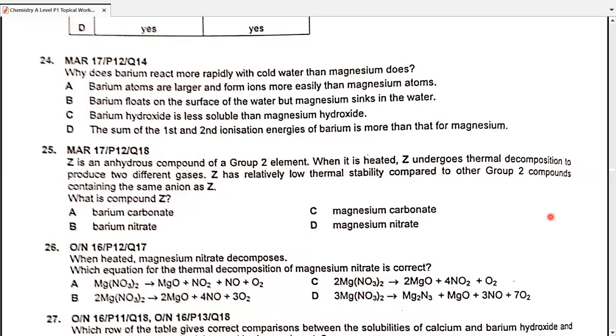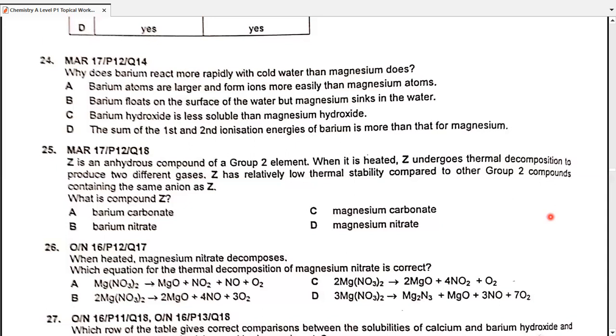Why does barium react more rapidly with cold water than magnesium does? A: Barium atoms are larger and form ions more easily than magnesium atoms. B: Barium floats on the surface of the water, but magnesium sinks in the water. C: Barium hydroxide is less soluble than magnesium hydroxide. D: The sum of the first and second ionization energies of barium is more than that for magnesium.